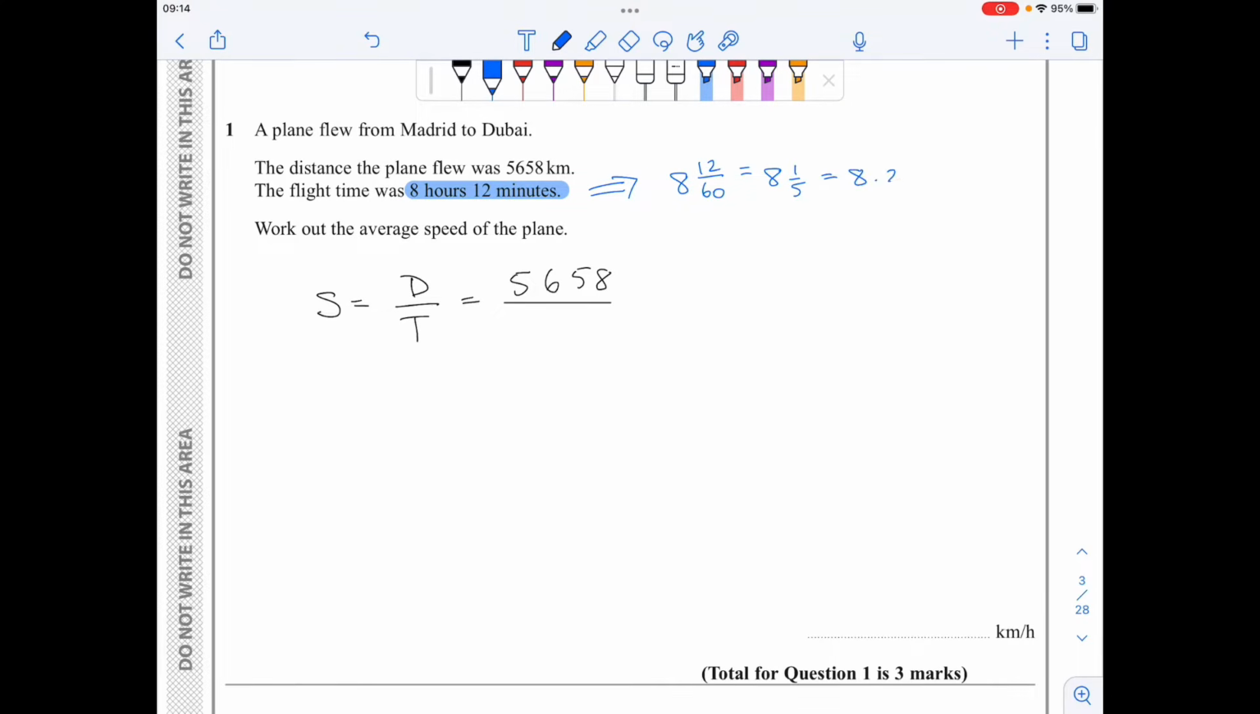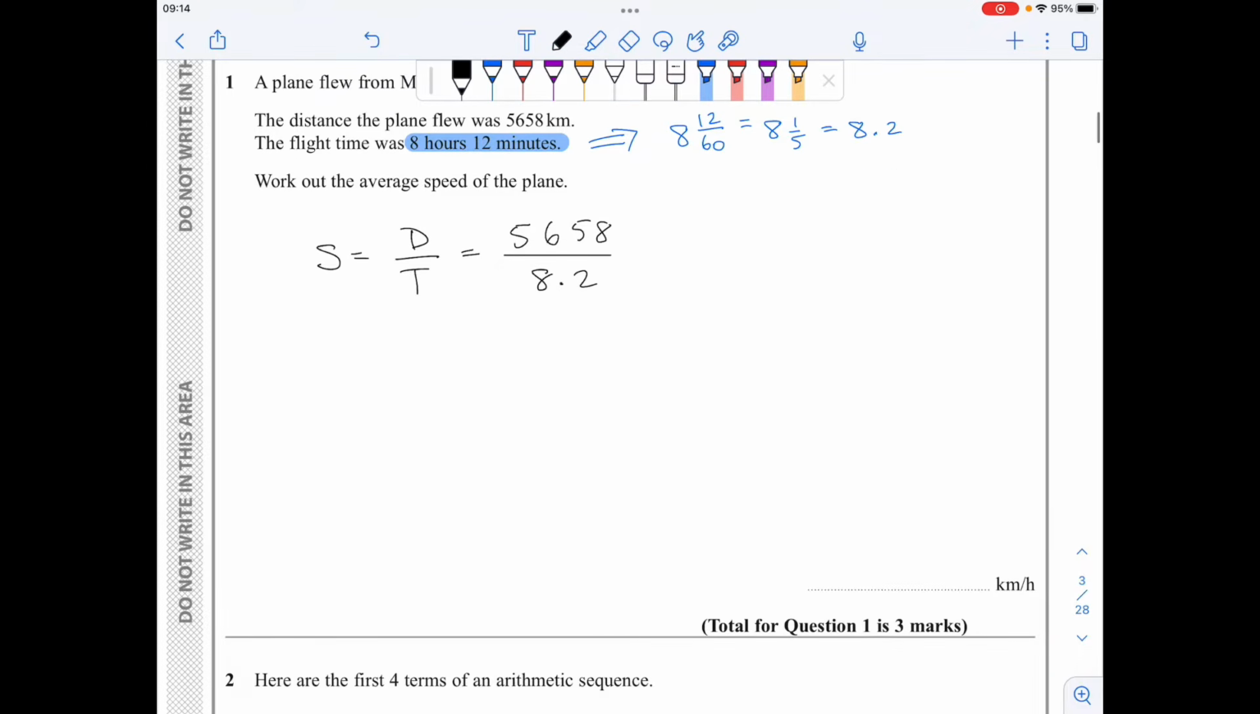That's 8.2. I'll go with a decimal and I get a speed of 690 kilometers per hour. Now, if you're going to use a fraction, make sure that you press the correct button on the calculator in order to get the right answer.